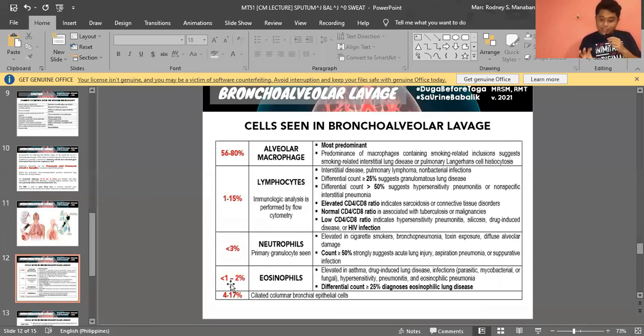Alveolar macrophages, again, increase if your patient smokes, all right? So cigarette smoking is dangerous for your health. Charot. Cigarette smoking will increase the number of alveolar macrophages. Also, neutrophils are elevated in cigarette smokers, take note, bronchopneumonia, toxin exposure, and diffuse alveolar damage. Next, for eosinophils, of course, asthma, hypersensitivity pneumonitis such as aspergillus, and eosinophilic pneumonia. Differential count greater than 25%, diagnosis: eosinophilic lung disease. And 4 to 17% are the normal cells of your bronchi, the ciliated columnar bronchial epithelial cells.